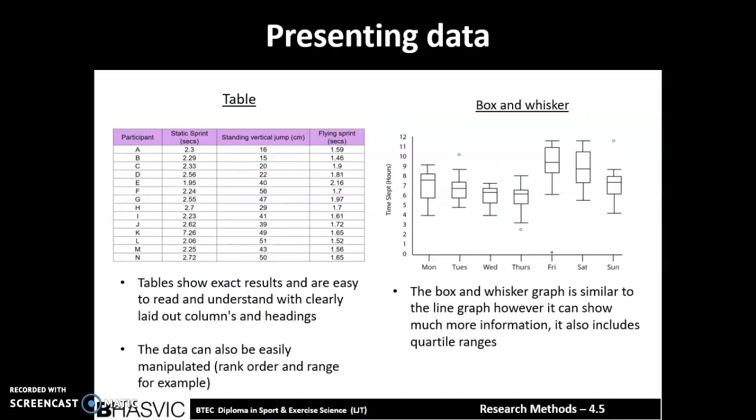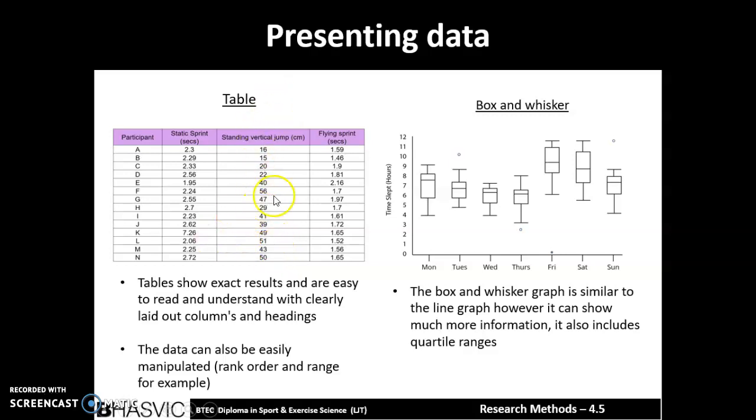Tables show exactly the results and are easy to read and understand with clearly laid out columns and headings. The data can also be easily manipulated, rank order and range, for example. So this is a benefit, because if you needed to manipulate your data to get, say, the mean, or to see the data more clearly, you could rank order the data like it's been rank ordered in the standing vertical jump column here. And it makes it more clear and easy to read.